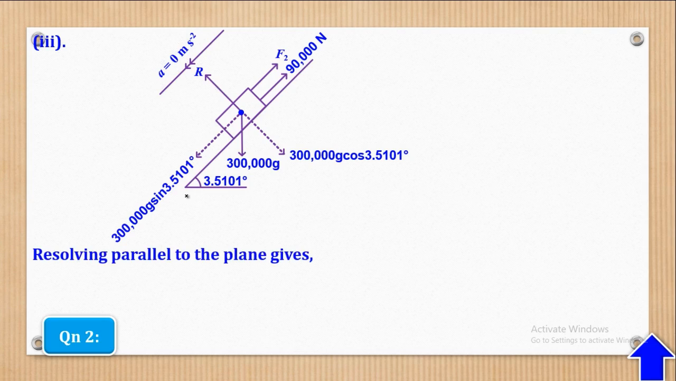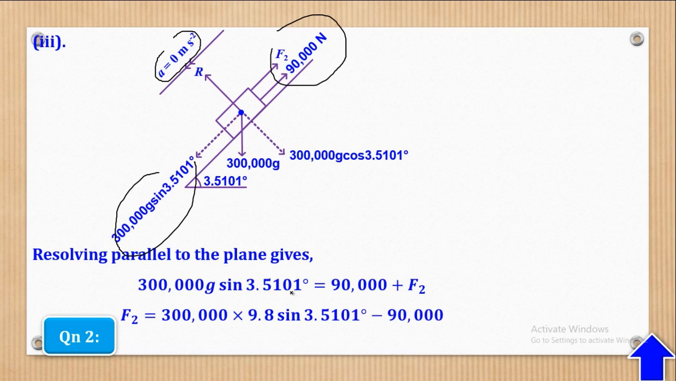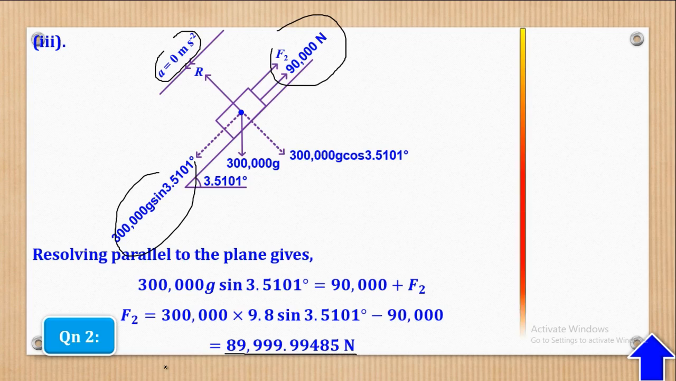Therefore, resolving parallel to the plane, we shall come up with that this force being equal to this, simply because acceleration is 0. So when I make F2 the subject, I'll come up with that, and when I simplify, I'll come up with F2 being equal to 89,999.99485 newtons. So basically that's what they wanted, so we shall say M1 for resolving and A1 for output.